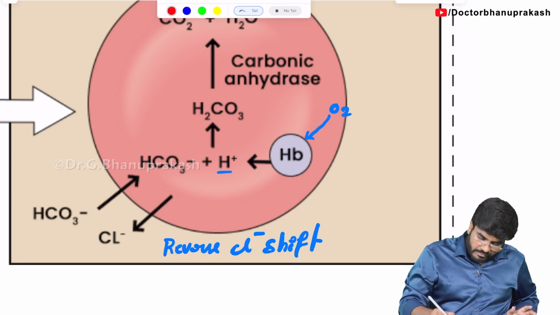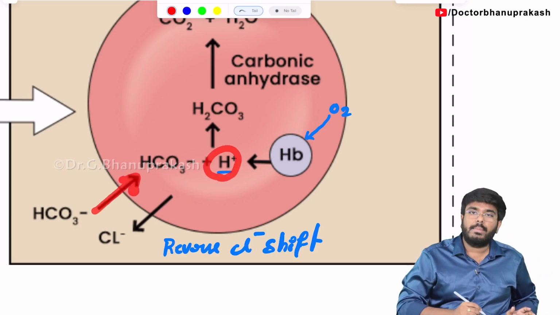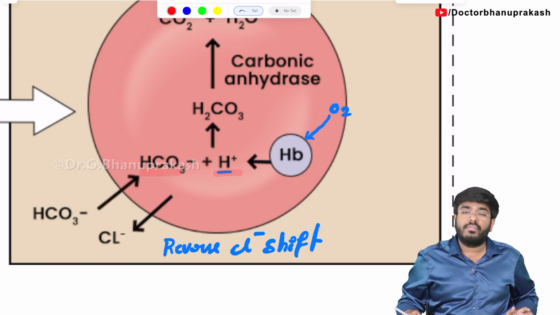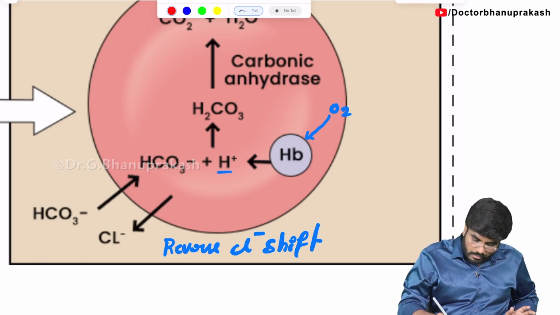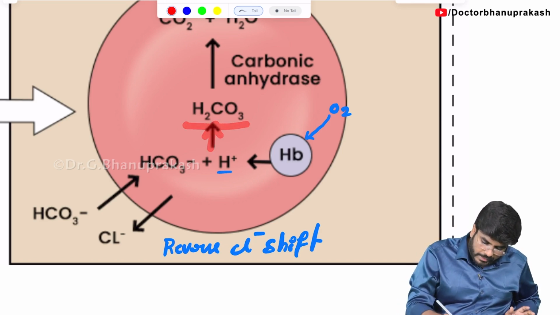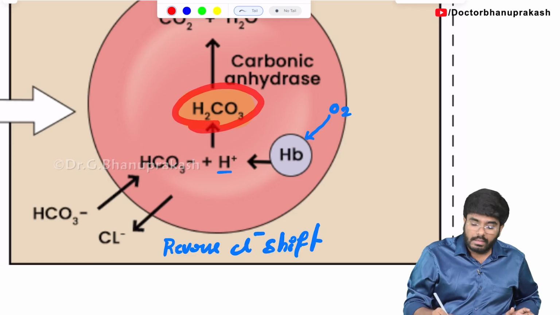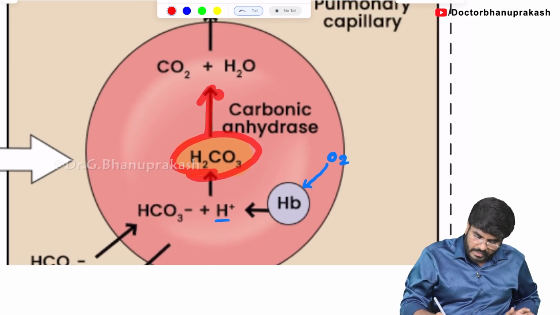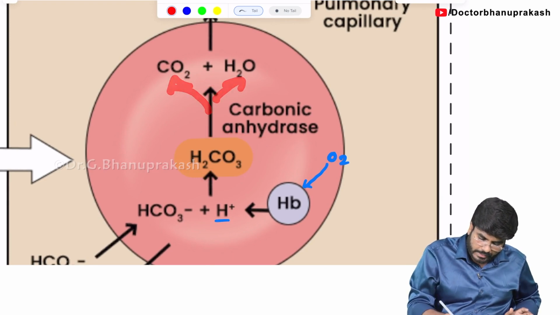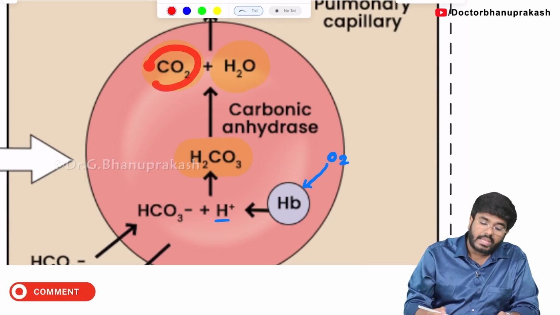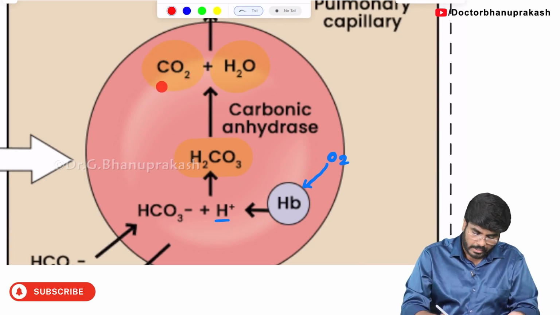Now once H+ is available here, the bicarbonate is going to come back. So now you tell me, HCO3 is going to react with the H+ with the help of the enzyme carbonic anhydrase. Now it's going to form H2CO3. Again, with the help of a different type of carbonic anhydrase, this H2CO3 is going to split into carbon dioxide and water, going back to the original forms. Finally, what have we regenerated? We have regenerated the carbon dioxide.